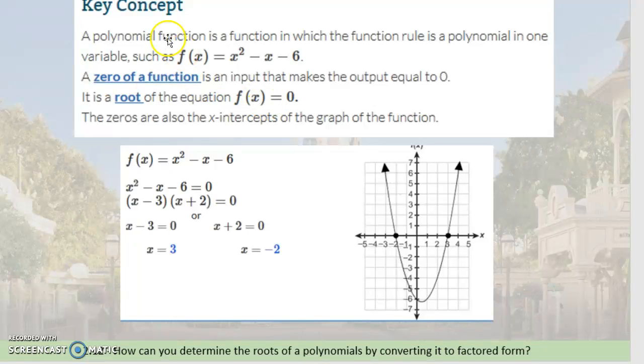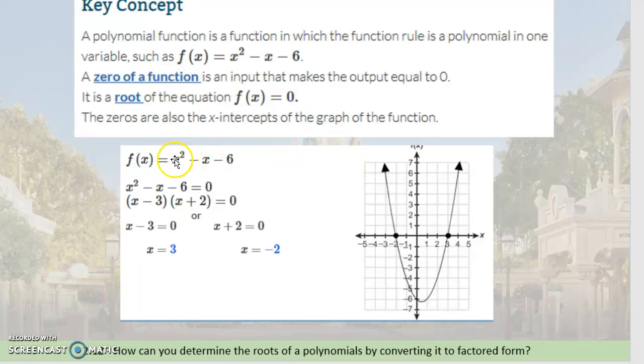Okay, so we are doing roots. So you will see two different things, roots of a function, zeros of a function. They're kind of the same exact thing. And the reason why it's called zero of a function is because you set it equal to 0.